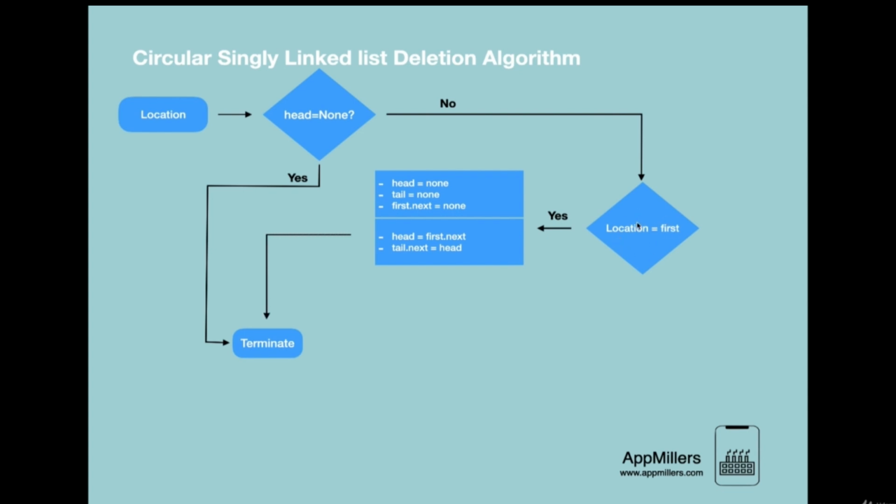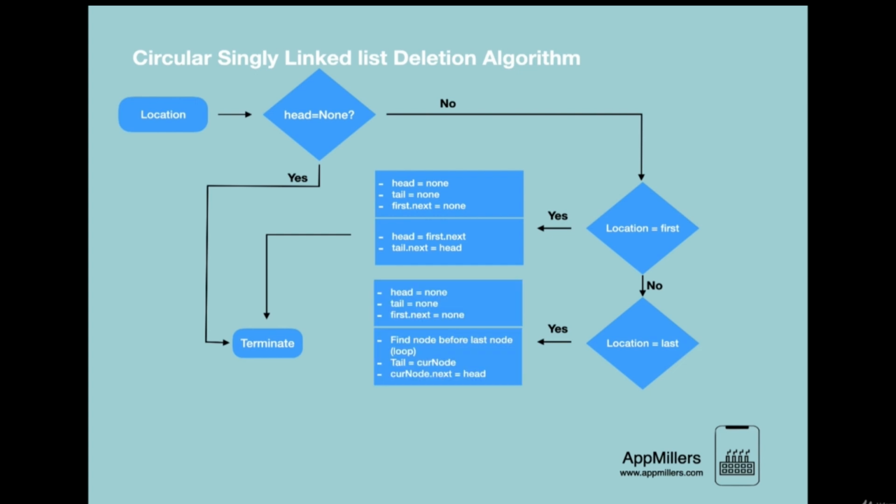Now if location is not equal to first, and it equals last, then we need to delete a node from the end of the circular single linked list. In this case also, we have two cases. The first case is in which we have one node in our circular single linked list. In this case, it's similar to the case over here, so I'm not going to go into detail. Here we just need to set head, tail, and the first node's next reference to none. By doing this, the node becomes eligible for garbage collection and garbage collection deletes it.